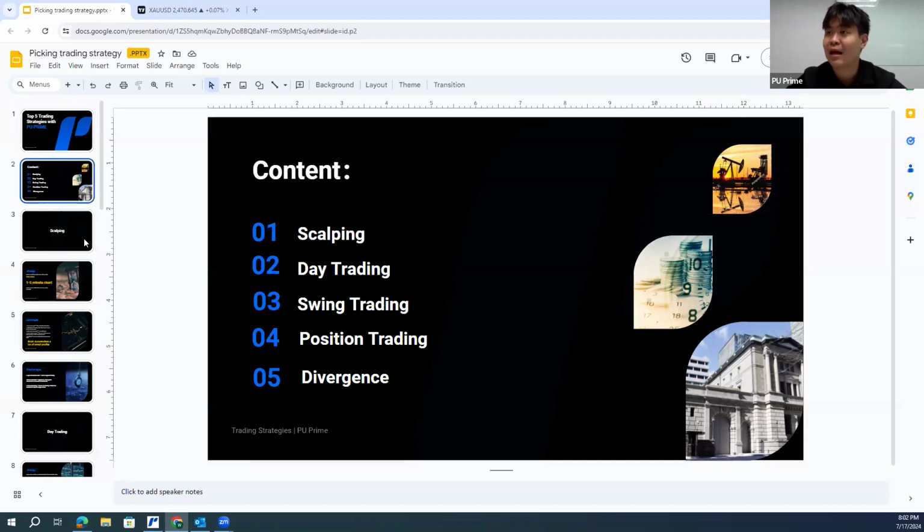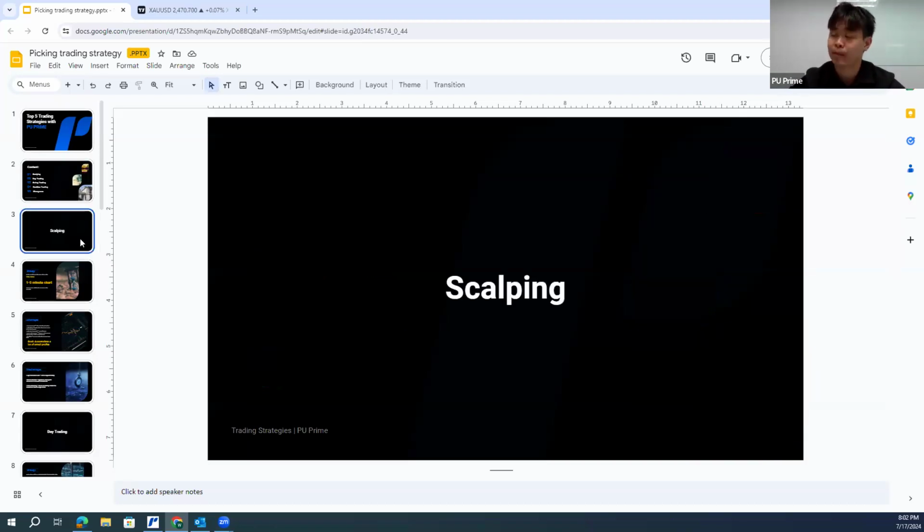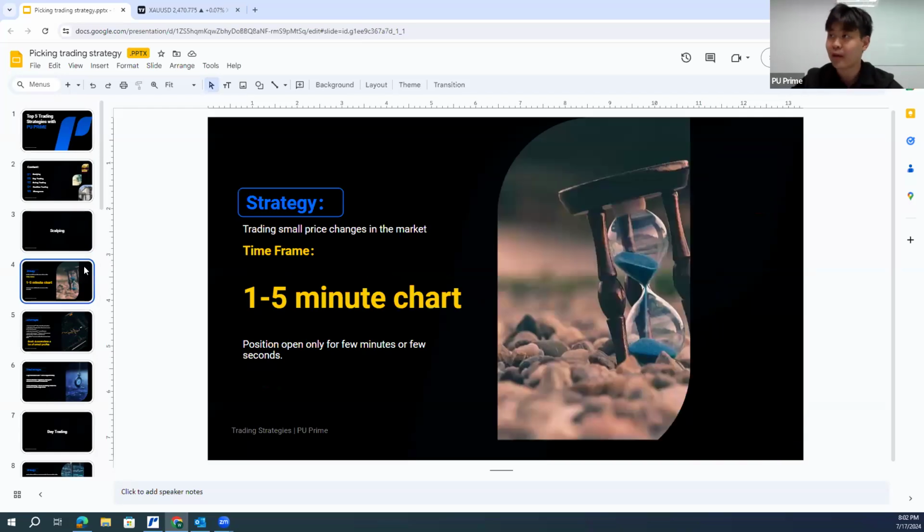So the first thing that we are going to discuss today is scalping, which is quite suitable for the full-time trader. Full-time traders like to do scalping and try to predict the next market movement and how to buy or sell. But the question remains, what is scalping? Scalping is quite simple. It is just trading small price changes in the markets. It is very, very short-term trading. The time frames they normally use are 1 to 5 minute charts. They just open for a few minutes or a few seconds, then they decide to close it.